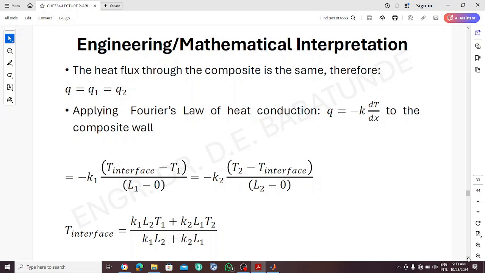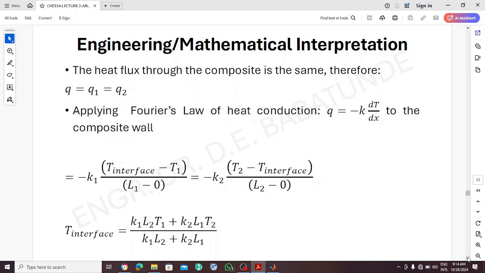Everything that is 1 becomes 2. But in this case, what's the starting point? It's going to be T interface, and the end point is going to be T2. So the change in temperature now is T2 minus T interface. Okay? So I've interpreted my Fourier law. I have told you that Fourier law is what applies to that problem, and we have interpreted it for each of the materials.